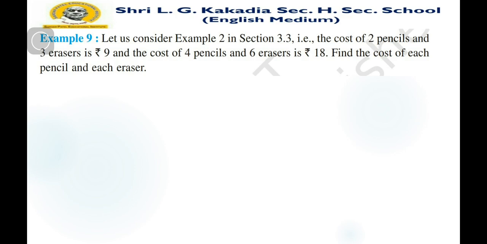So we assume that the cost of one pencil is x and the cost of one eraser is y, and then we get 2x plus 3y is equal to 9, and the other equation is 4x plus 6y is equal to 18. This means the total cost of 2 pencils and 3 erasers is 9, and also the total cost of 4 pencils and 6 erasers is equal to 18, as you can see here.